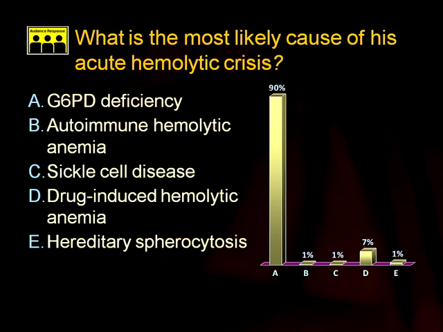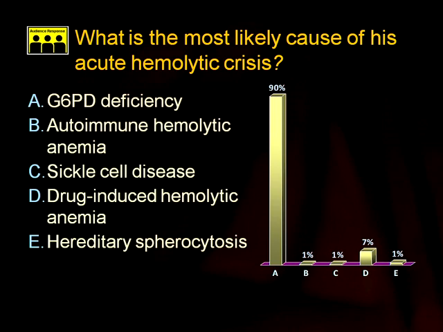Just know that if somebody gets a new drug and they develop a hemolytic crisis, like the patient described in this question, it's really a clue that they have G6PD deficiency. We'll talk more about autoimmune hemolytic anemia, but usually there's a triggering factor for that, like an illness. Sickle cell disease certainly can have hemolytic crises, though usually there's a history.